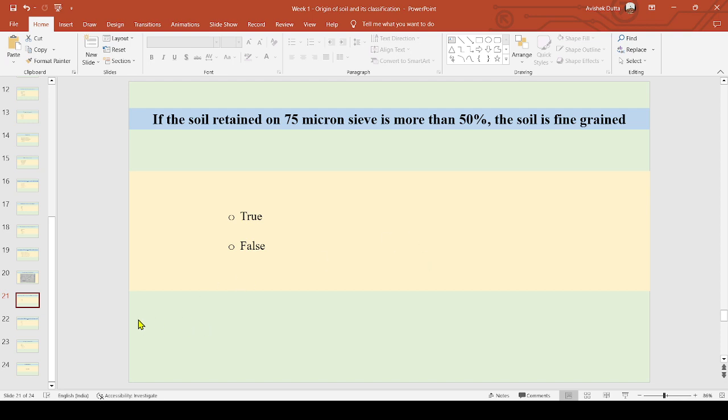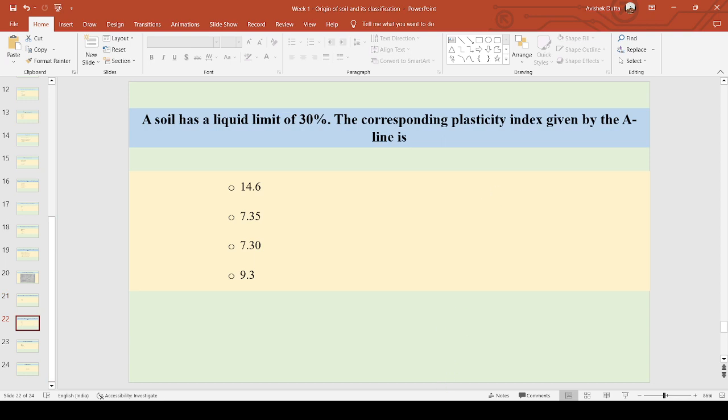Next question. A soil has liquid limit of 30%. The corresponding plasticity index given by the A line is, I had shown you previously the equation of the A line here. So using the equation of the A line, you have to answer this question and find out the plasticity index. So this is another way of finding out the plasticity index if you know the liquid limit only, if the soil corresponds to the A line of the plasticity chart, because the equation of the A line is the one which I have shown in the diagram. So you have to remember the equation and solve this question.